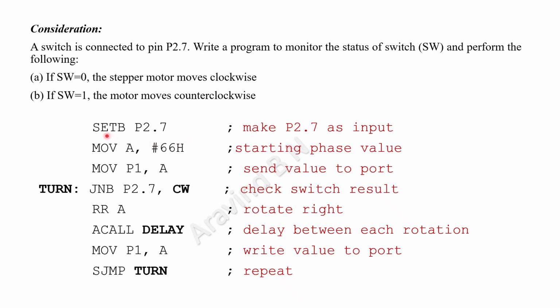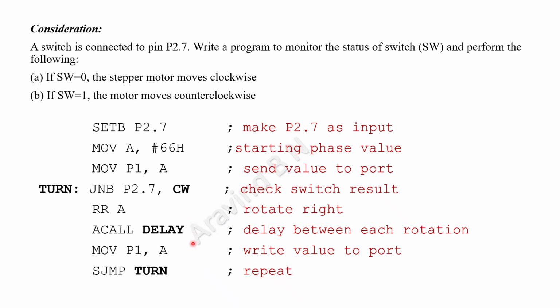So first we are going to have the mapping of port 2.7 as an input port. For that we are using this instruction, SETB P2.7. Then we must load a value to port P1 so that we can move towards either the clockwise or the anti-clockwise direction, and that value will be initially moved to the accumulator, and then that value will be moved to port P1. Then based on the condition of the switch which is connected to port P2.7, we are going to take a decision about either clockwise direction or the anti-clockwise direction, and accordingly the rotation is going to happen.